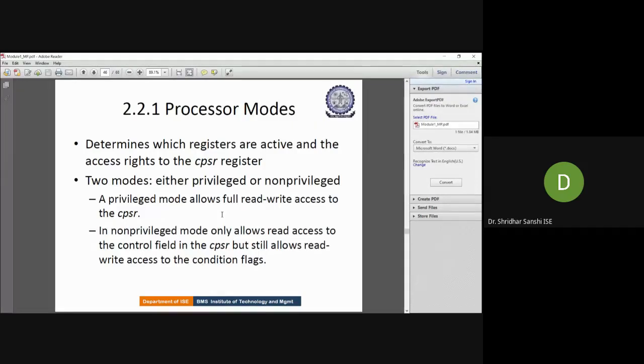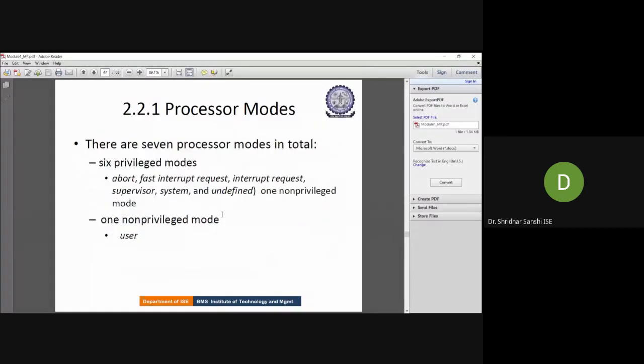Okay, so what are the privileged modes and what are the non-privileged modes? We have 6 privileged modes. One is abort mode. What do we mean by abort mode? Abort mode is when we fail to access a memory. If you attempt to access a specific memory location but you don't have permission, or the memory location is not present, then the system will go to the abort mode. Okay, so that is one mode.